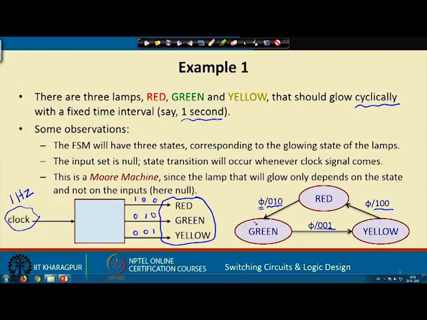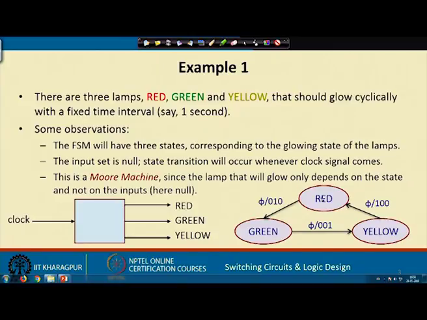and this goes cyclically, right. And you see, because there are no inputs, the states directly determine what the outputs will be. So, this is like a Moore machine. The output depends only on the state, it really does not depend on the applied input. Okay.